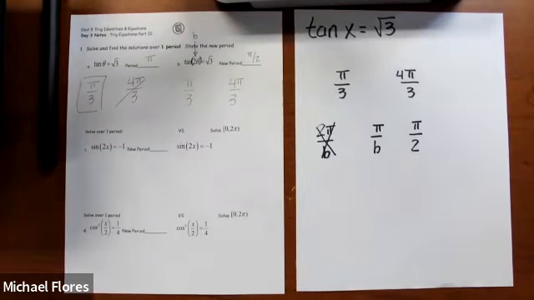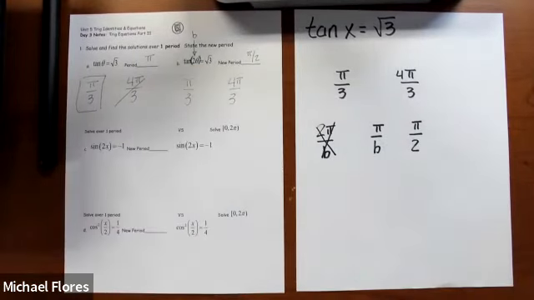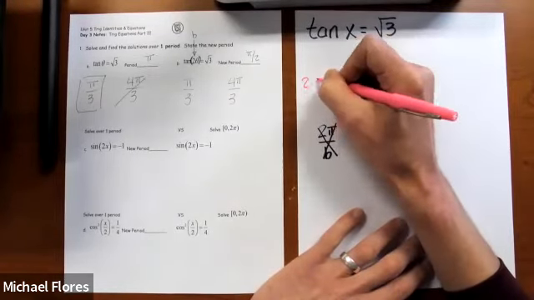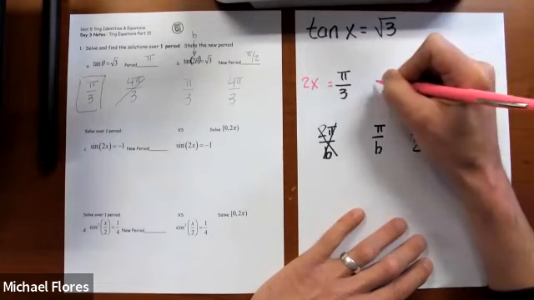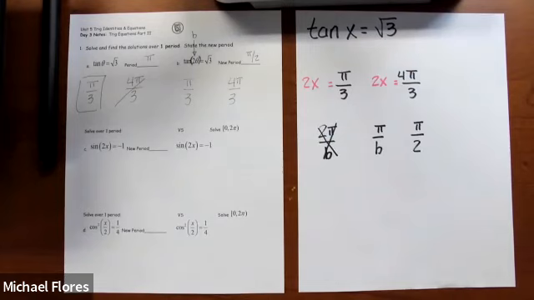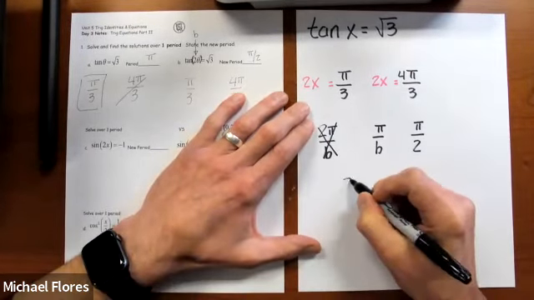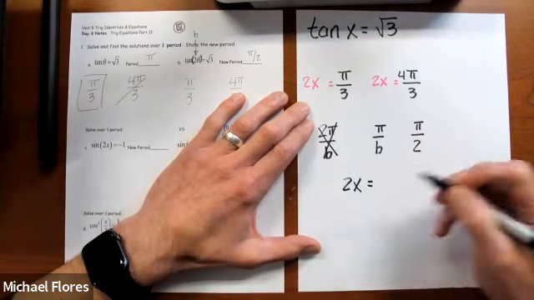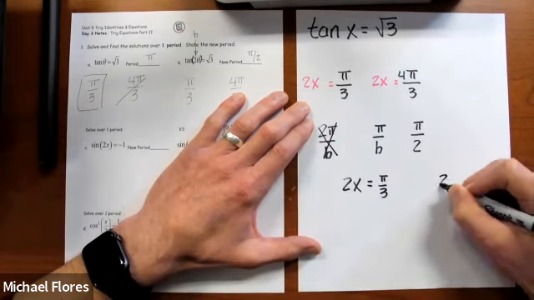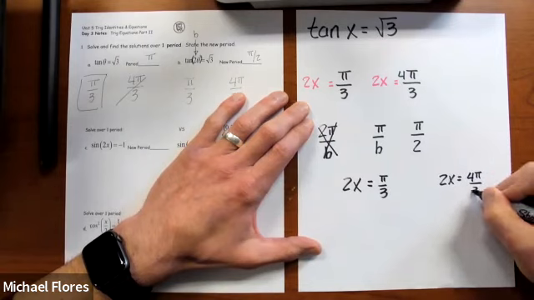Now, we're not done yet. Whatever you have in parentheses, once you find your radians, what you're supposed to do is take what you have in parentheses and set it equal to your radians. Now, they have 2 theta. I'm using 2x. I haven't really given myself a lot of room here, so let me rewrite this. 2x is equal to pi over 3. 2x is equal to 4 pi over 3.